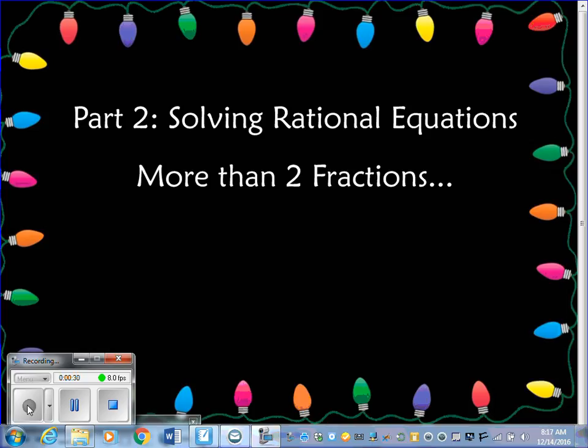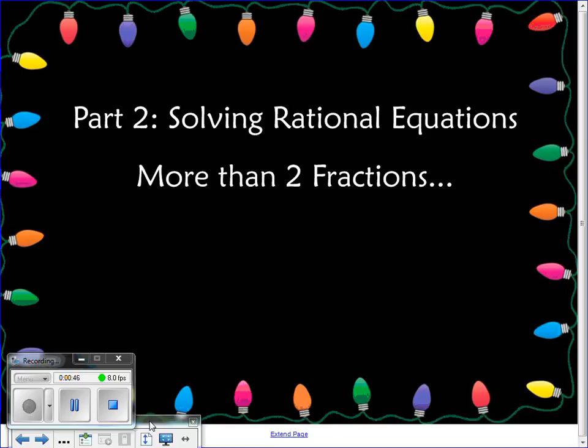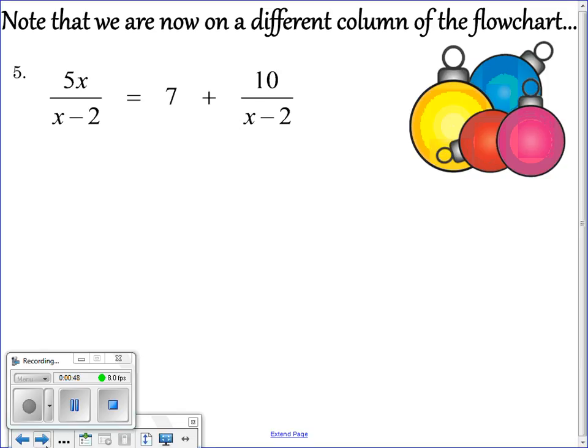All right, so yesterday we did two fractions. Fraction equals fraction. And what did we do with them to solve? How did we get rid of the fraction? We cross multiplied. So yesterday's wasn't bad. You just cross multiplied and the fractions went away. All right, but sometimes we have more than two fractions, so we cannot just cross multiply.